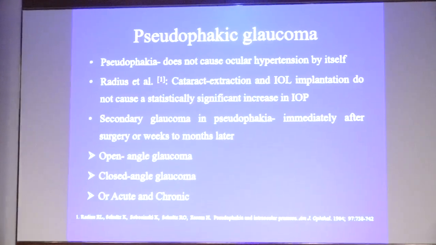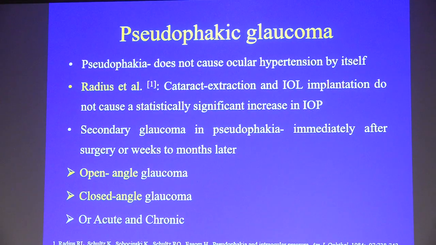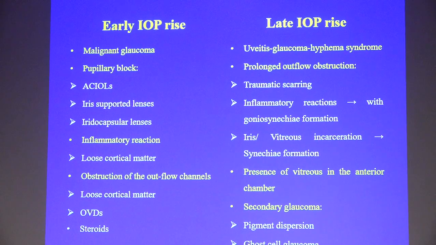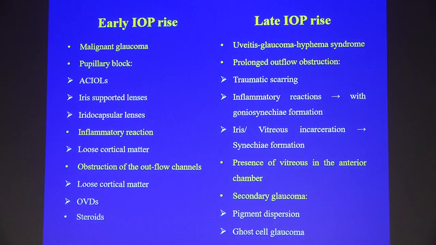So pseudophakia does not cause ocular hypertension by itself, but Radius et al. said that cataract extraction and IOL implantation do not cause a statistically significant increase in IOP. Secondary glaucoma in pseudophakia, immediately after surgery or weeks to months later, could be open angle, closed angle, or acute or chronic. So the early IOP rise can actually occur in all these conditions that you have here: malignant glaucoma, pupillary blocks, ACIOLs, iris-supported lenses, iridocapsular lenses, inflammatory reaction, loose cortical matter, obstruction of the outflow channels, the OVDs that we use, and of course post-operative steroids.